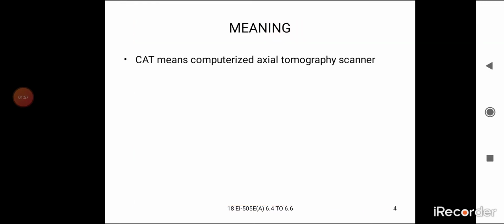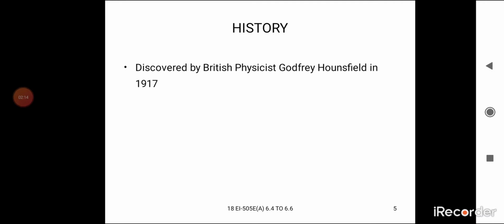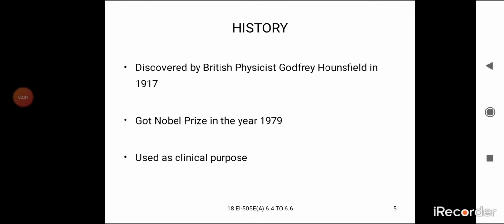CAT means computerized axial tomography scanner, or computer tomography. History: CAT was discovered by British physicist Godfrey Hounsfield in 1917. He got the Nobel Prize in the year 1979. The CAT is used for clinical purposes.